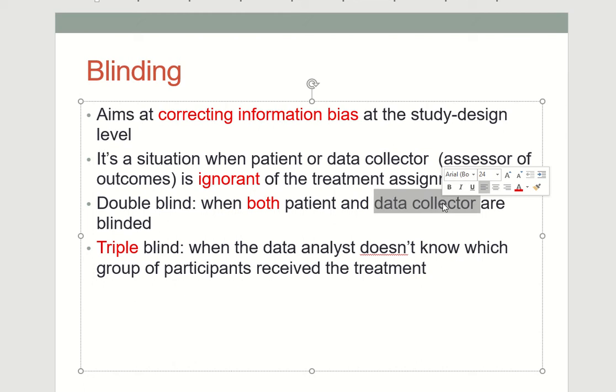So all they know is that they're comparing group A to group B, but they don't know who's group A and who's group B, so that there is no mining of the data or some special effort in their analysis to reach the findings that they want.